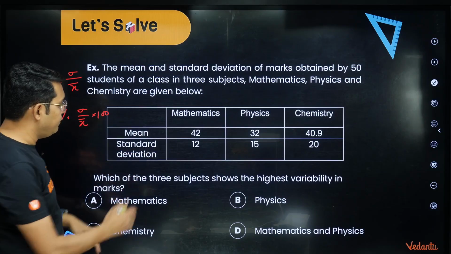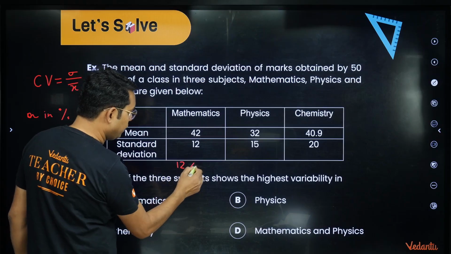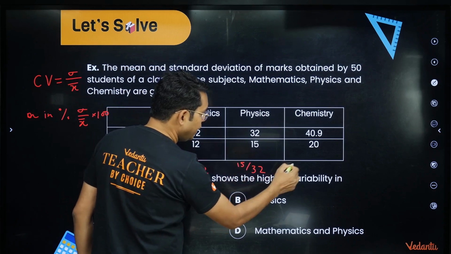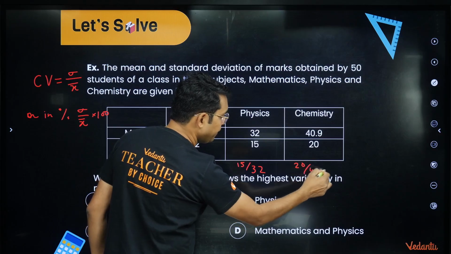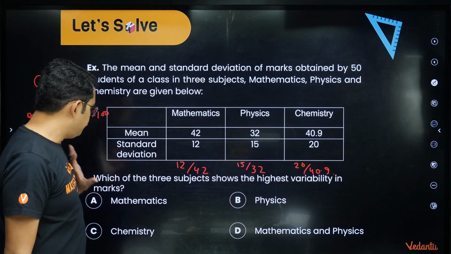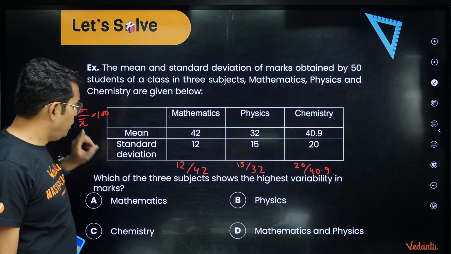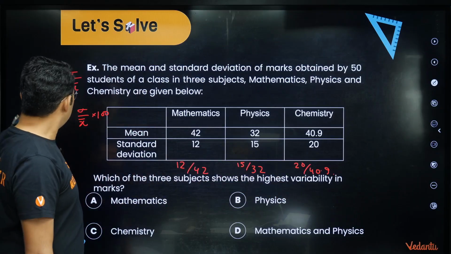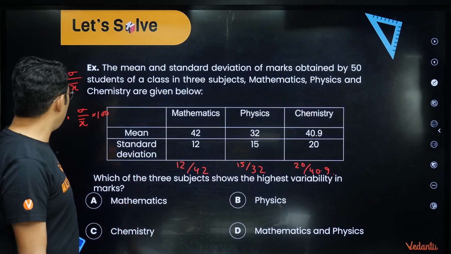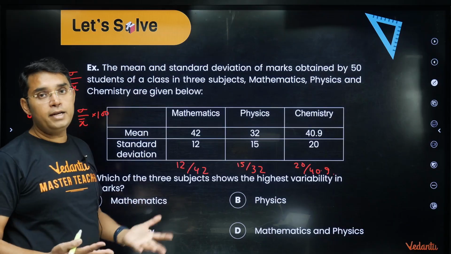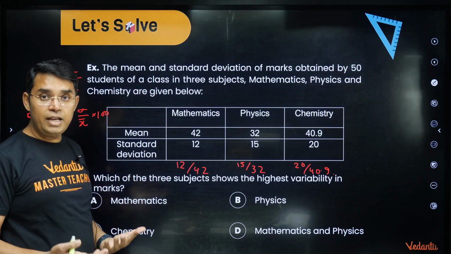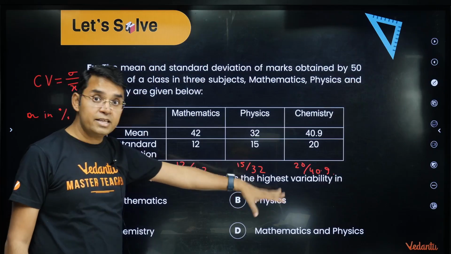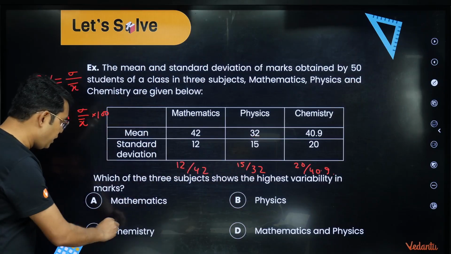So for the first one, standard deviation is 12, so this will be 12 upon 42. For this it will be 15 upon 32, and this is 20 upon 40.9. Now you can see the maximum value is coming for chemistry. You can check, this value is very close to 50%. Now this CV denotes the variability. More value of CV, more variable your data is. Less value of CV, less variable, or you can say more consistent your data is. So in this case they are asking which subject has the highest variability. So chemistry will be the answer of this question.